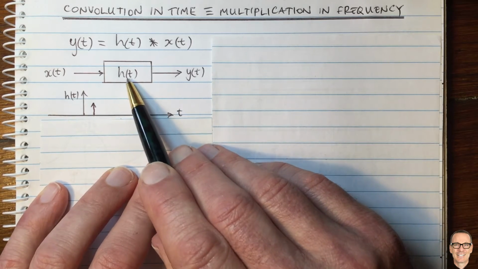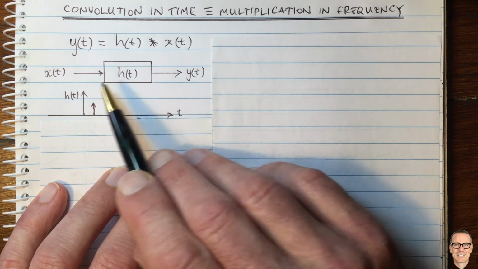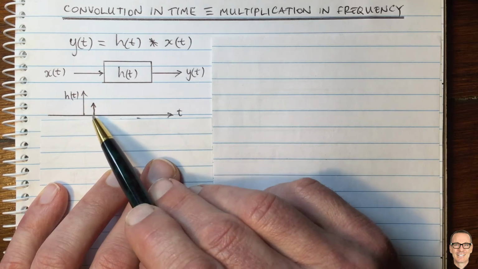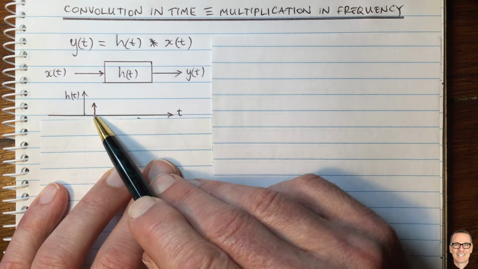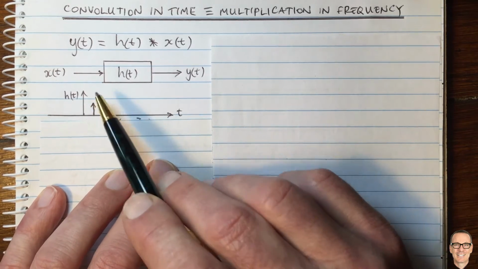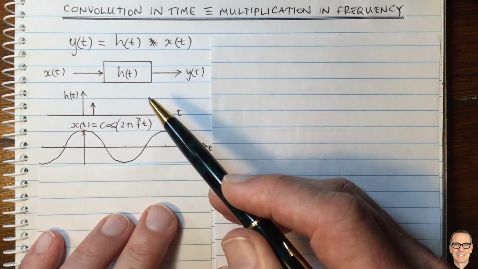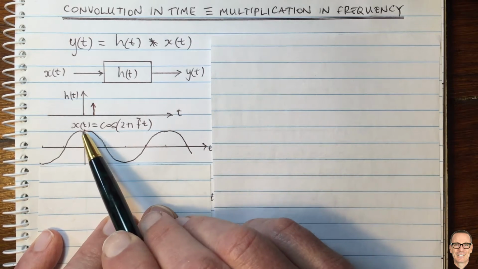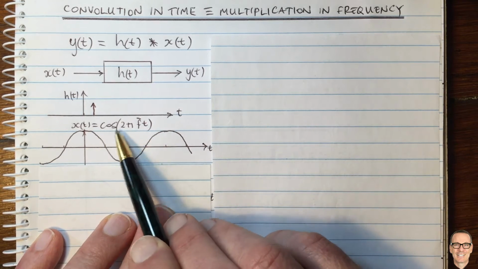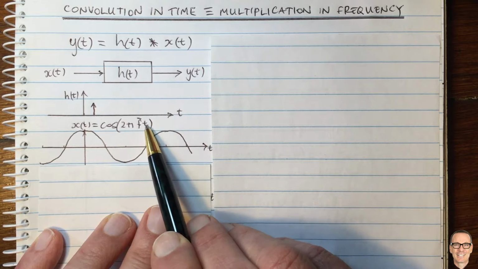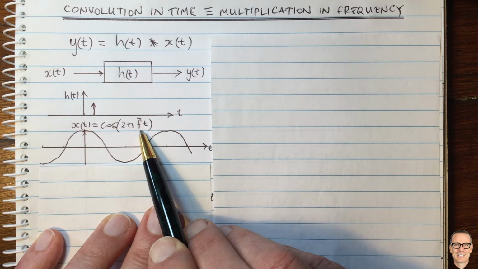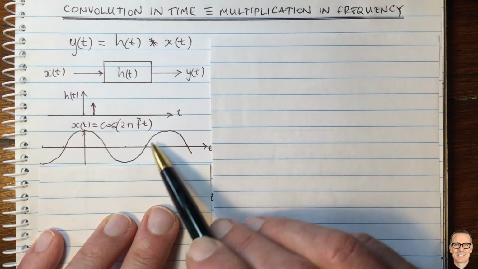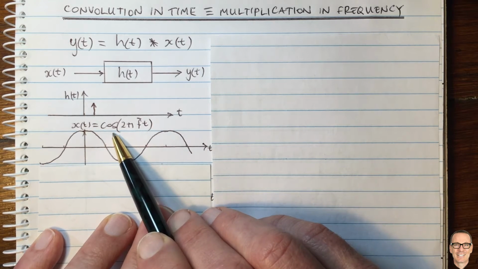Let's think about the system which simply delays the input. So the impulse response is represented by a delta function at a delay tau. And let's think about an input which is a sinusoidal waveform. So we're going to look at the cos waveform, cos 2 pi f bar t. I put f bar because it's at a particular frequency. We're going to call it f bar. And here I've plotted an example of that cos waveform.